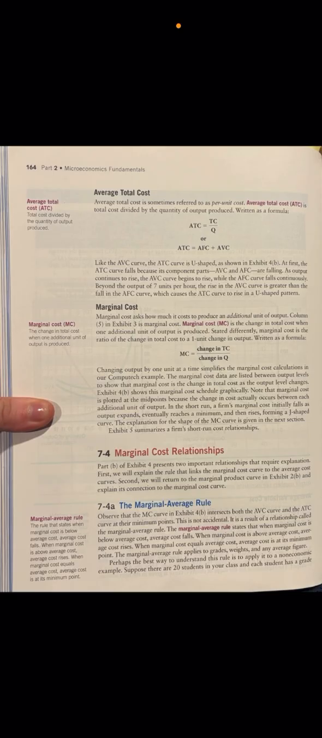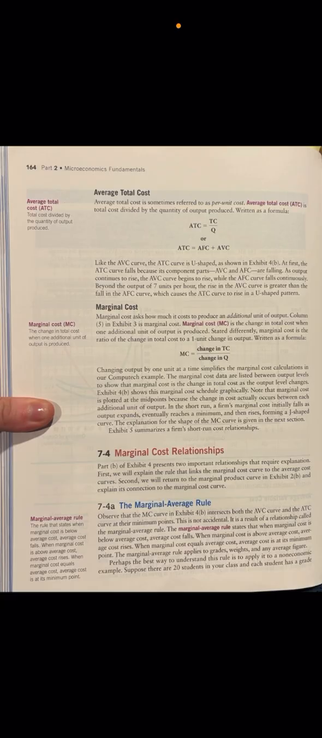Changing output by 1 unit at a time simplifies the marginal cost calculations in our ComTech example. Marginal cost data are listed between output levels to show that marginal cost is the change in total cost when the output level changes. Exhibit 4B shows the marginal cost schedule graphically.